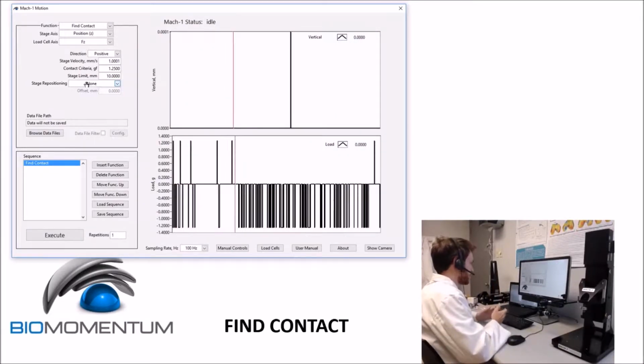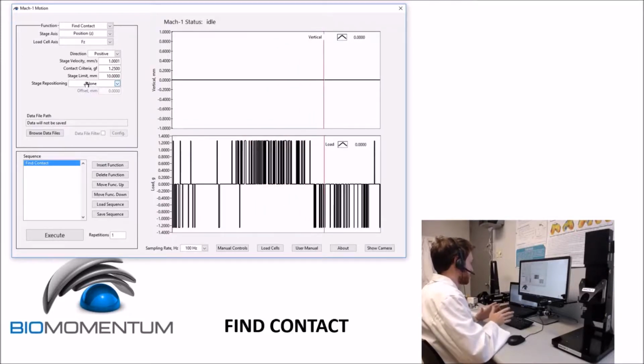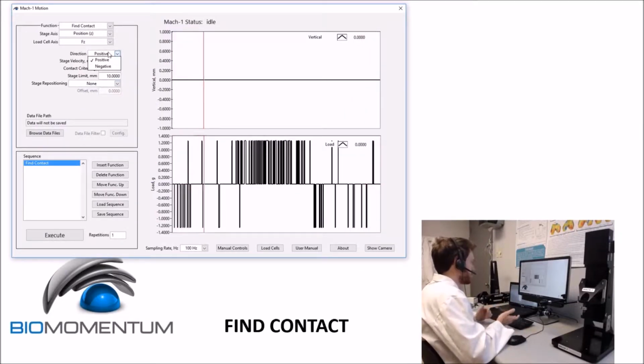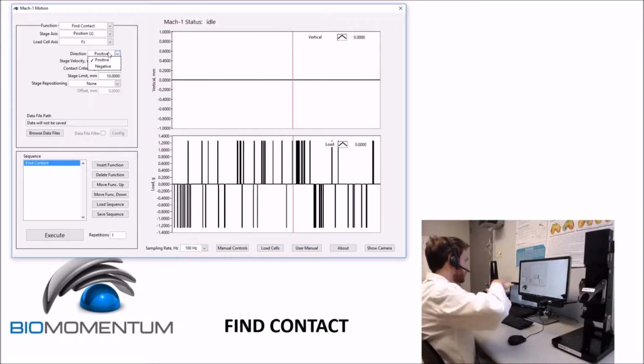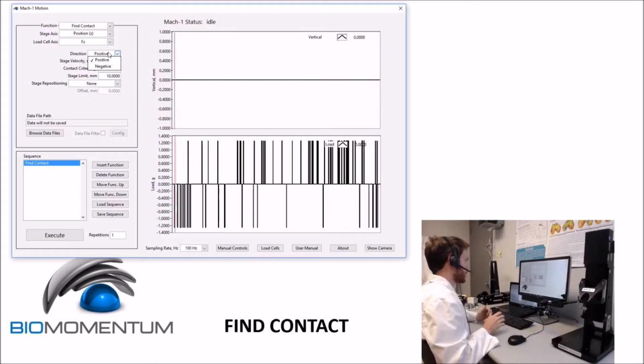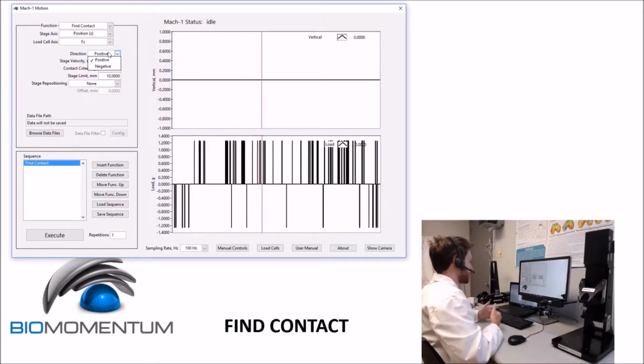The stage must be moved very slowly to avoid overloading the load cell anytime metal-on-metal contact is going to occur. The direction specifies if the stage will move in the positive or negative direction. With a positive displacement, a vertical stage will move downwards in compression, a horizontal stage will move to the right, and a rotation stage will move clockwise. Entering a negative value will move the stage in the opposite directions.